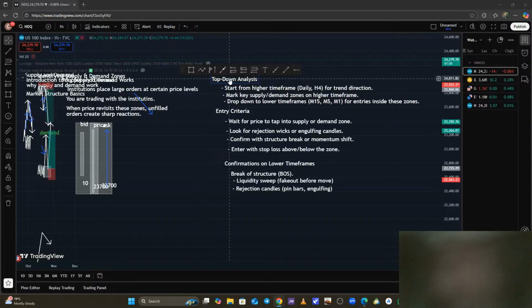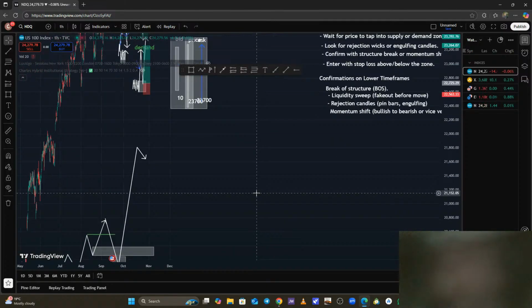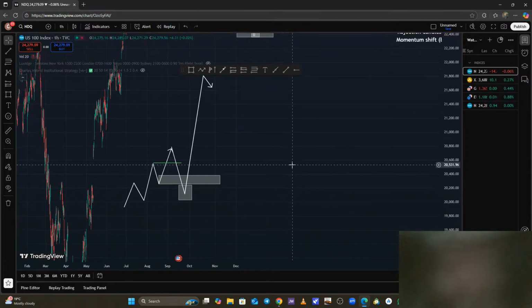So if the market was coming back down, let me just write that momentum shift down here first. If the price was coming back down like this, you can see the market is on a bearish move. Then all of a sudden you get a strong momentum shift at this level. You start seeing green candlesticks going upwards. That's what we call momentum shift.